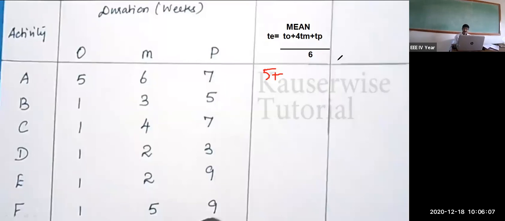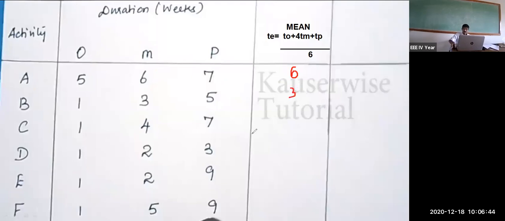Are you there? Because without your participation, we can't complete the diagram today. If I want to calculate activity A mean value, what is the formula here? TE is equal to TO 5 plus 4 into what is the most likely time for A activity? 6, and plus 7. What is the value we are getting here? We get the value of 6. Isn't it? So what is the mean value of activity A? 6. Like that, we get 3 here.